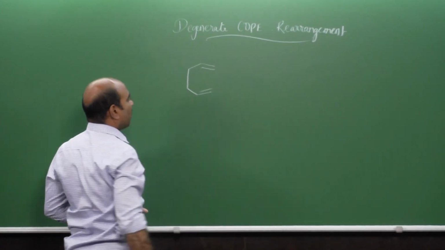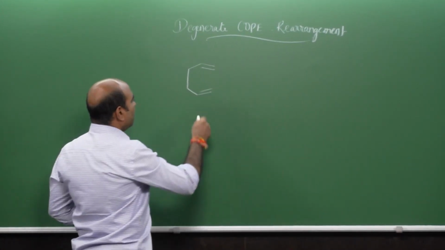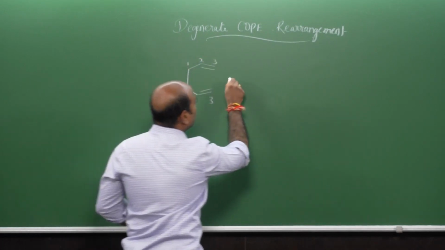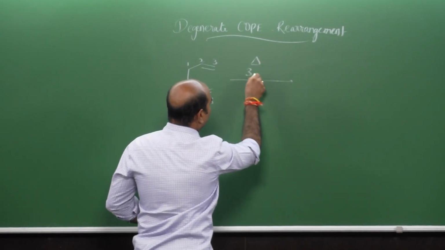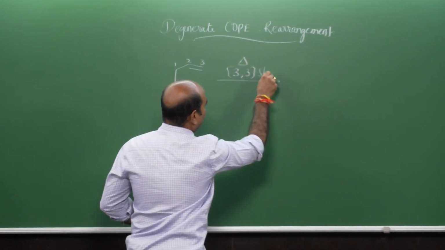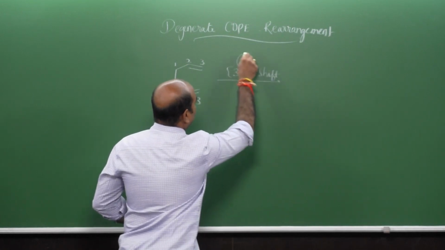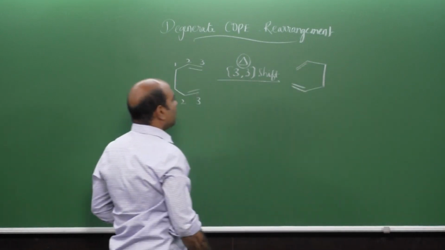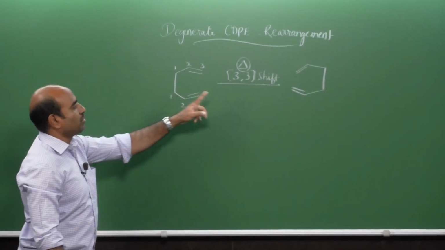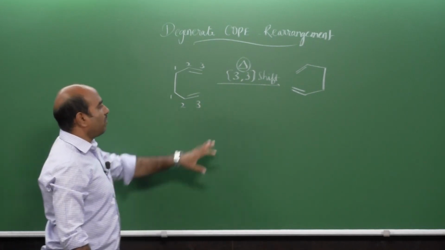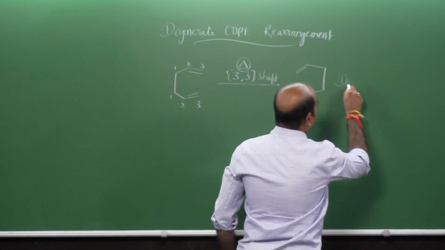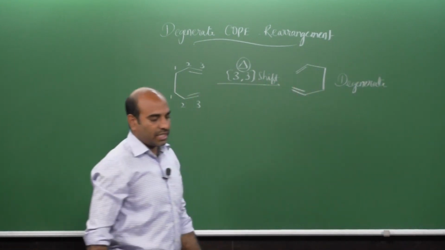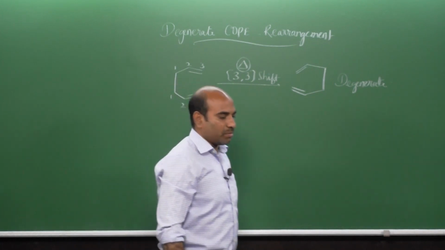This is 1,5-hexadiene, which undergoes a 3,3 rearrangement under thermal conditions. The arrow mark should be shown like this. The 3,3 shift is happening under thermal conditions, so the product is this. It is difficult to differentiate these two, the reactant as well as the product. Therefore it is treated as a degenerate Cope rearrangement.